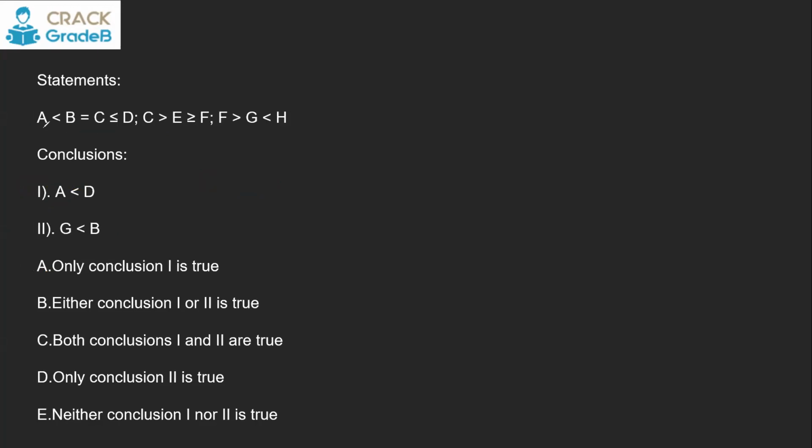A and D. A is less than D. It's a true conclusion. G and B. So there is F common here and there is C common here. So we'll say between G and B, F is greater than G. Or between F and C, C is greater than F. And between C and B, C is equal to B. So B will be definitely greater than G. That is a true conclusion. So both the conclusions are true.